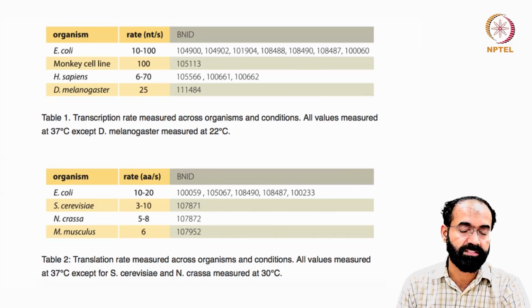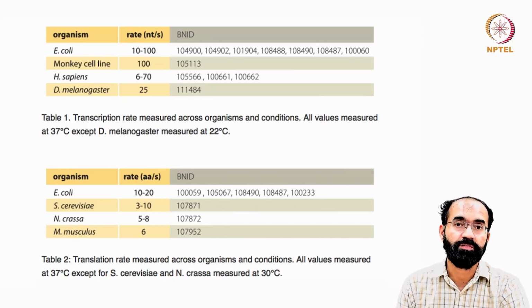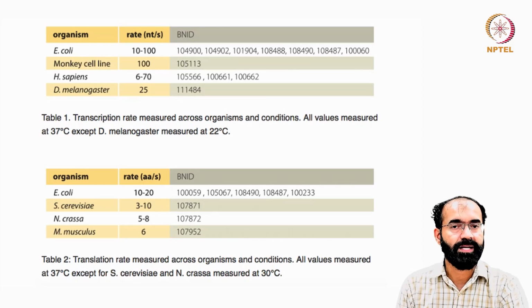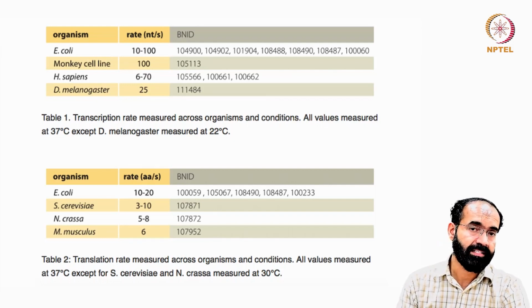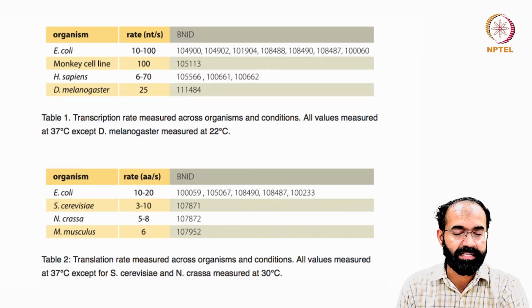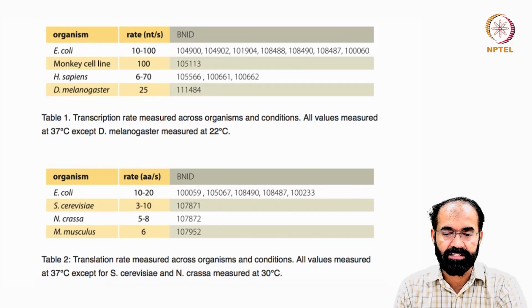This we are talking about protein synthesis, the rate of production of protein from a given mRNA. In Mus musculus, it is roughly around 6 amino acids per second, and in humans also more or less the same. Of course, it varies depending upon which cell you are talking about, whether liver versus brain, etc. That can also influence the rate of production of protein in a given cell. So the translation rate is measured across organisms and conditions, all values measured at 37 degrees Celsius. In Saccharomyces cerevisiae and Neurospora crassa, it is done at 30 degrees Celsius.